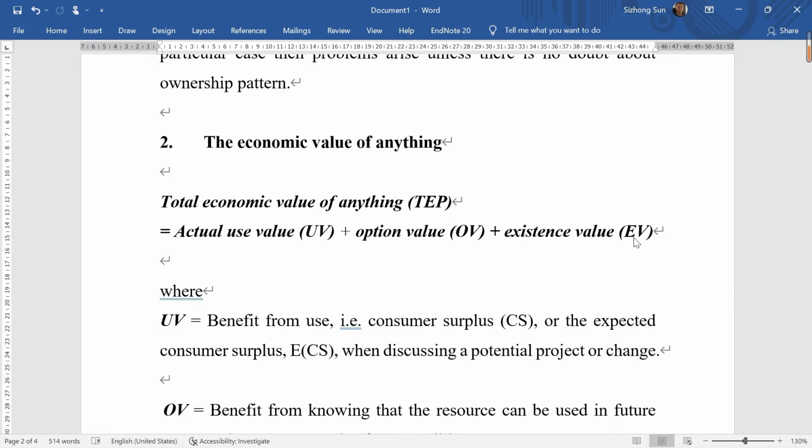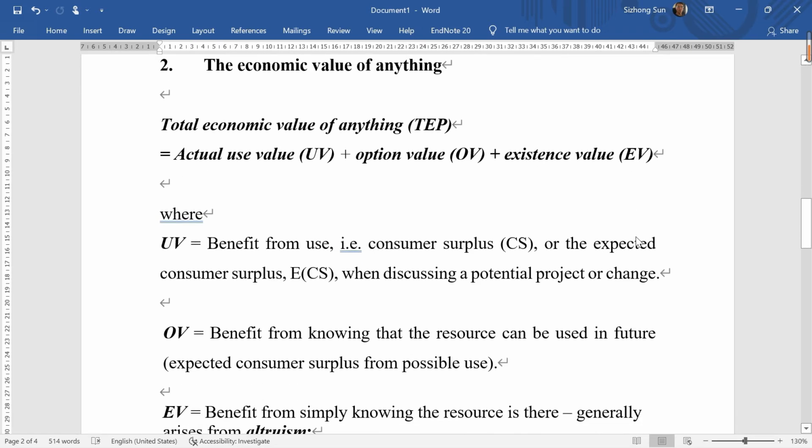Okay, so let's look at the economic value of anything. We can think that the total economic value of anything is composed of actual use value, where we use this item and derive a value from it, plus the option values, which are the opportunities for future use, plus existing values. So we know the item exists and there's value associated with this.